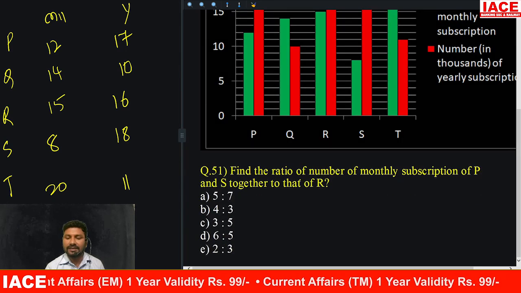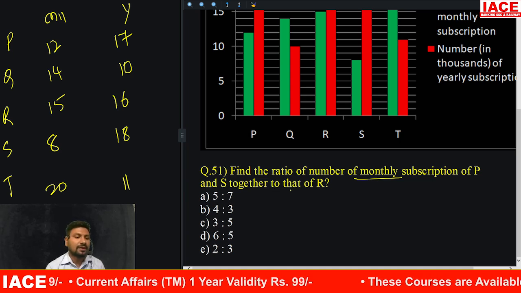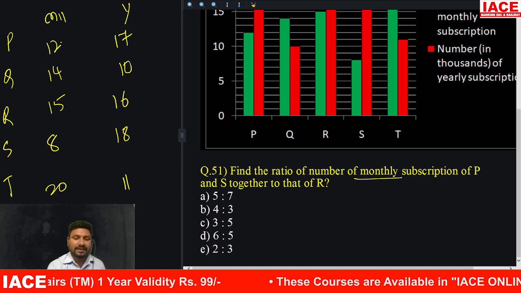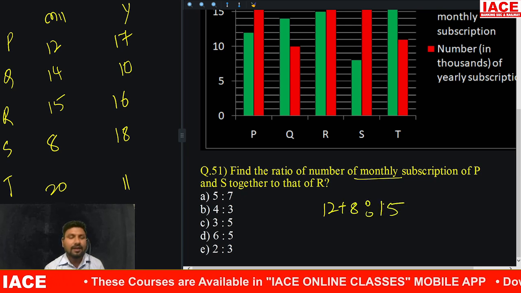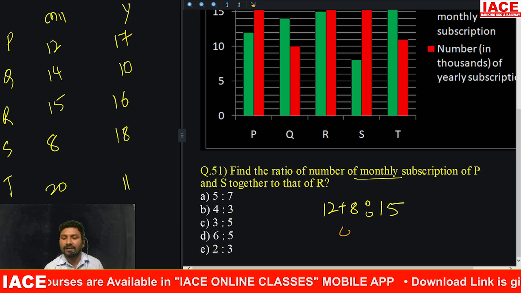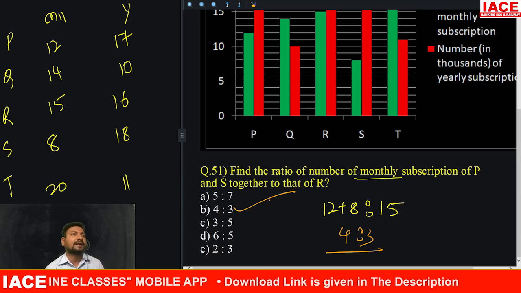Look at the first one. Find the ratio of number of monthly subscriptions of P and S together to monthly R. P and S means 12 plus 8, ratio to R. R value is 15. Both the numbers are cancelled with 5 table. 5 4s are, 5 3s are. What is the ratio? 4:3. Directly we can add it and cancel the numbers.